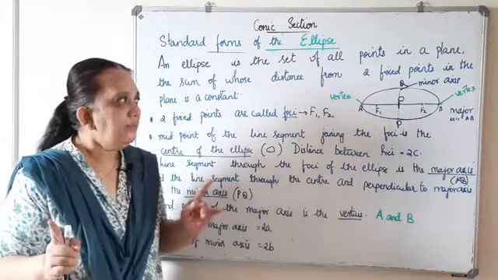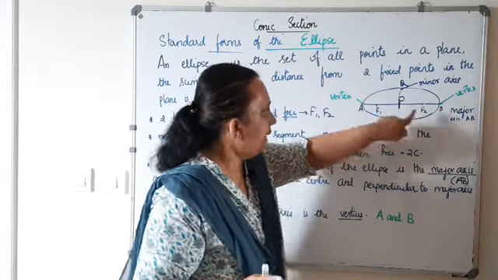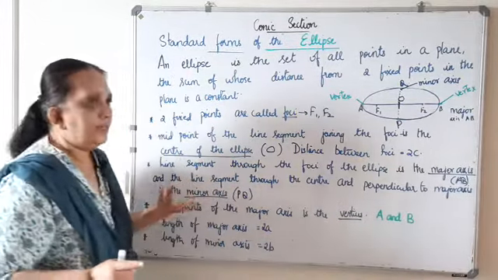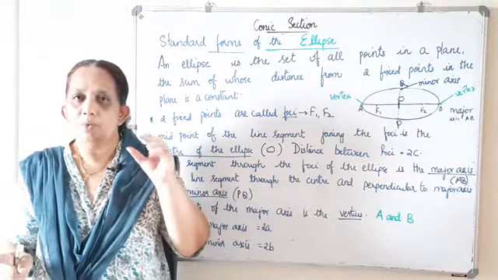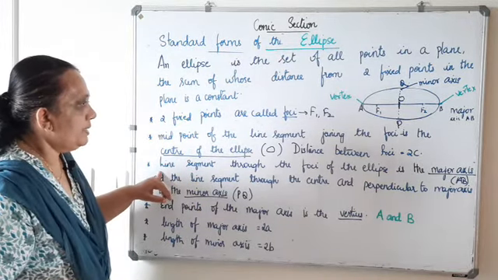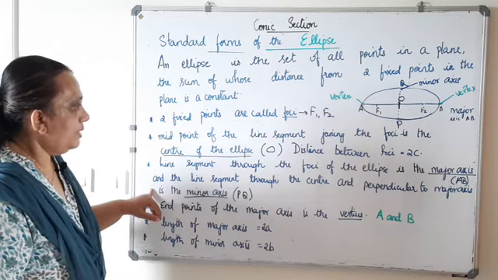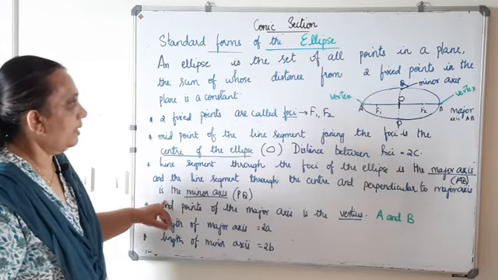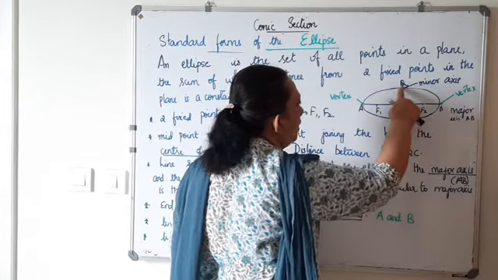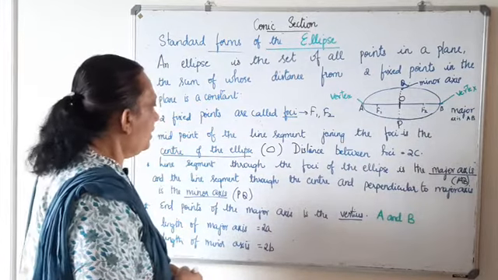The endpoints of the major axis, this is A and B, are called the vertices. So it has two vertices, but for a parabola there is only one vertex. The line segment through the foci of the ellipse is the major axis, and the line segment through the center and perpendicular to the major axis is called the minor axis PQ.